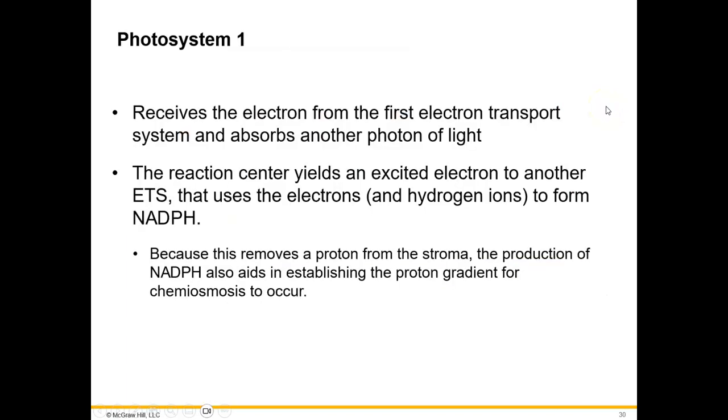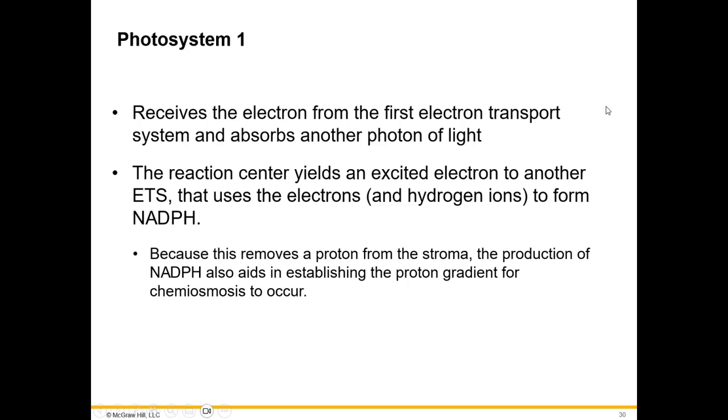So in photosystem 1, our second stop, we are receiving the electron from the first electron transport system, and we're also absorbing another photon of light. The reaction center is going to yield the excited electron to another electron transport system, and that's going to use the electrons and the hydrogen ions to form NADPH. Because this removes a proton from the stroma with those hydrogen ions, the production of NADPH is also helping to establish that proton gradient so chemiosmosis can continue.